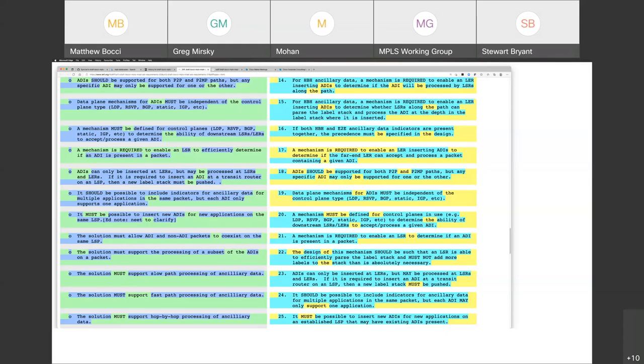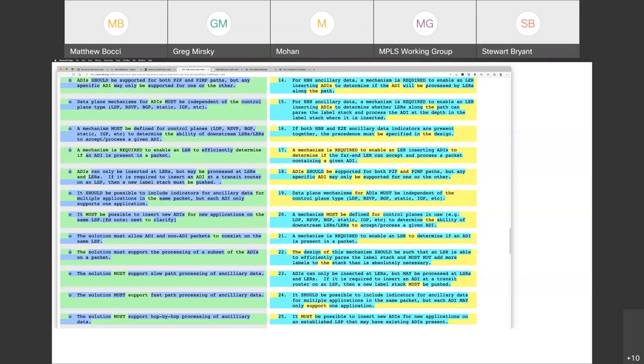By omission. I think that's true, because of the nature of some of the ancillary data, you definitely need to know. You need to know it's safe. It may be that there are some applications where it's kind of optional to process it, but in any case, you want to be sure that when you put it on a packet that contains user data as well, it doesn't get dropped because the node doesn't understand ADIs.